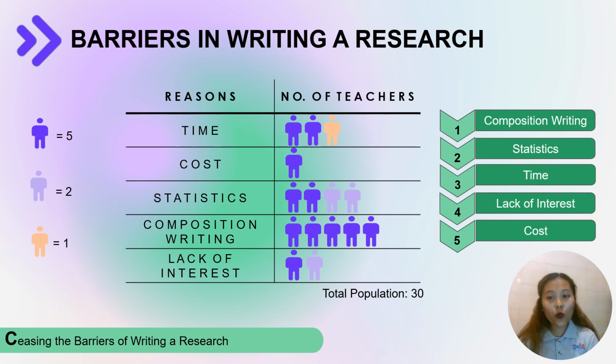Because if we already know how to write easily and we already know how to do the statistics easily, it will save us a lot of time. And of course, it also encourages us to create more research, right? Okay, now since composition writing is our number one problem, let's try to find ways on how to address our problem in composition writing.